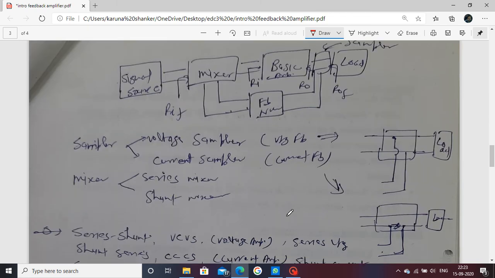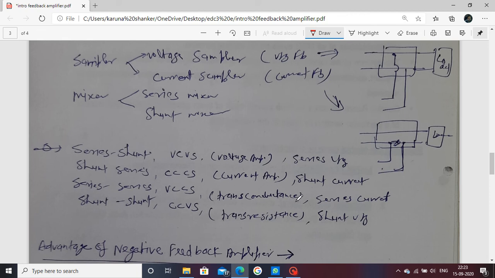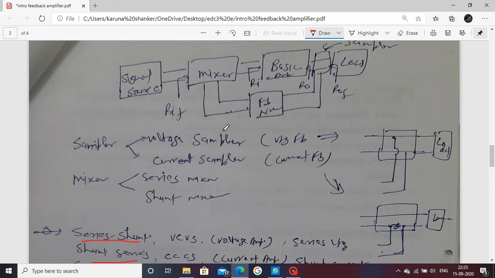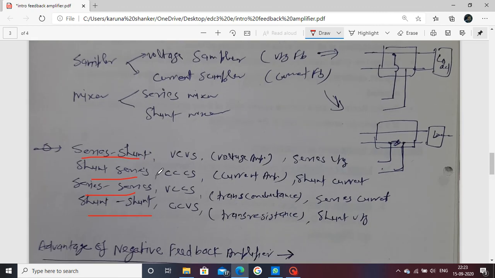Now we move to the different types of feedback amplifiers. You see here there are different types, such as series-shunt, shunt-series and shunt-shunt. These are not part of your syllabus, but this is just an overview of what they mean.